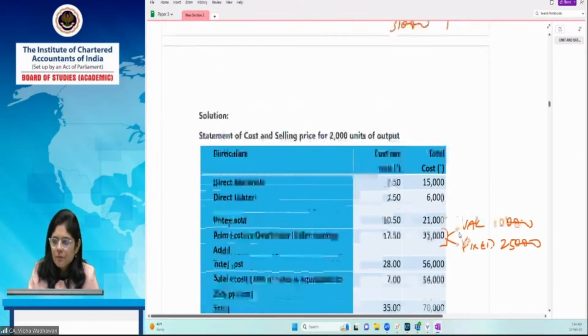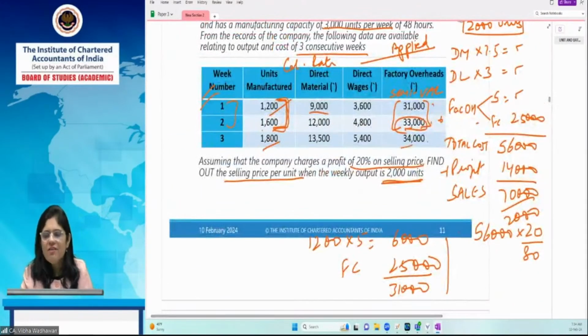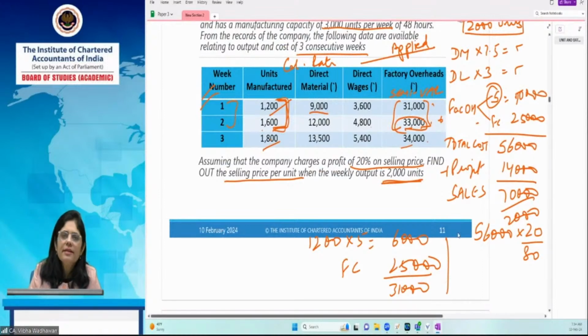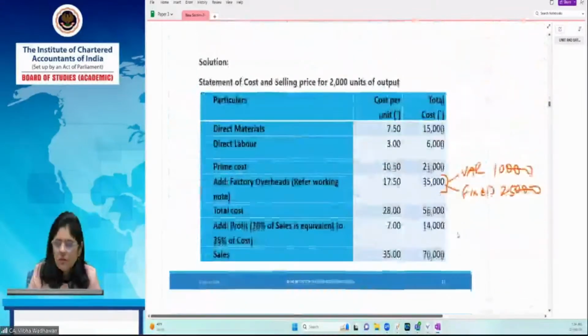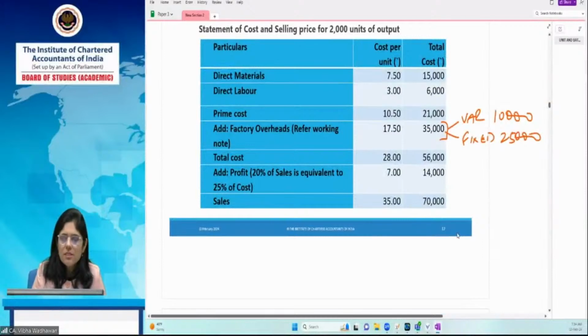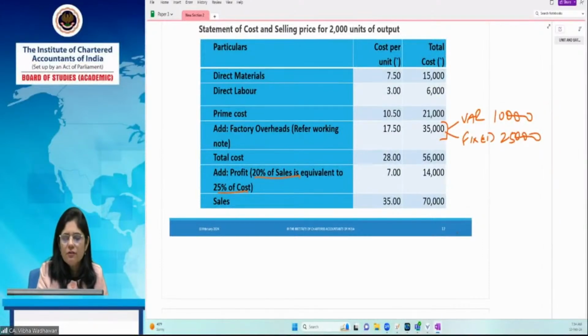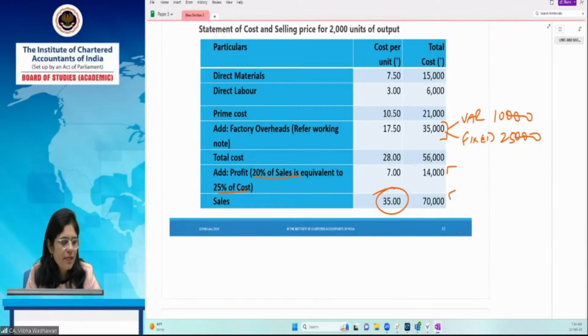Clear? Because see, variable cost was 5 per unit. So 5 into 2,000 was 10,000. So factory is total 35,000. Clear? Then total cost, and 20% on sales is equivalent to 25% on cost. So this is profit and this is sales and this is the selling price per unit. Yes. Good that you have understood.